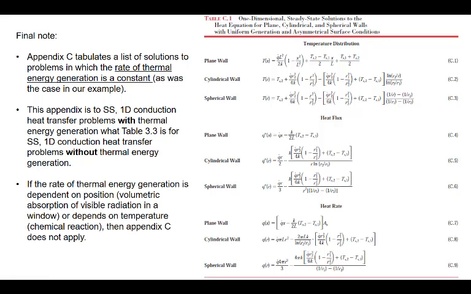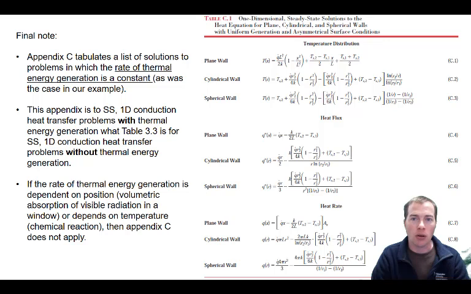If the rate of thermal energy generation is dependent on position, for example as in the case when volumetric absorption of visible radiation occurs in a window, or depends on temperature, which is the case in a chemical reaction, then Appendix C does not apply, and you must evaluate the governing differential equation and solve it. This is the end of the 8th lesson.